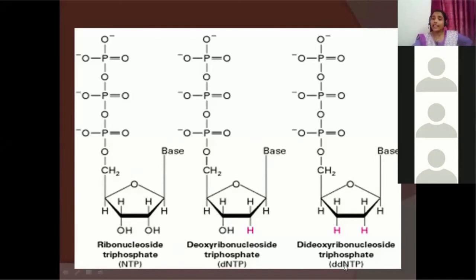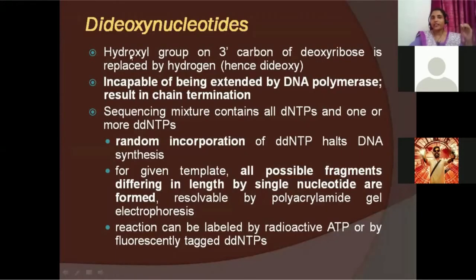Now what will ddNTP do? What is its use? Dideoxynucleotides: the hydroxyl group on the 3' carbon of deoxyribose is replaced by hydrogen, hence it is called dideoxy. This is incapable of being extended by DNA polymerase, which results in chain termination. I'll explain it in the next slide. The sequencing mixture contains all dNTPs and one or more ddNTPs. Random incorporation of ddNTPs halts DNA synthesis for a given template. If I just read this out, you will not understand, so I'll explain it with the figure.